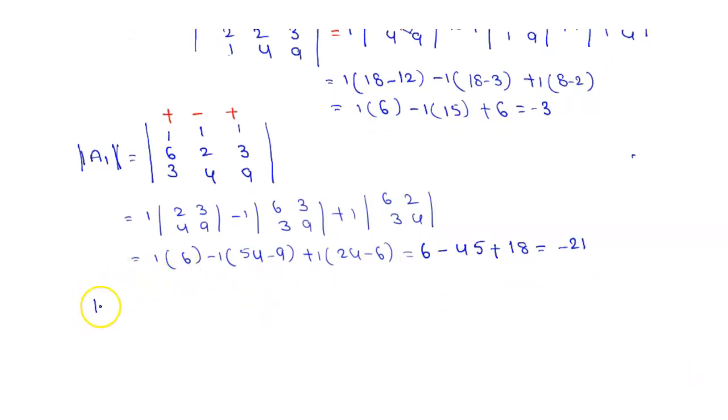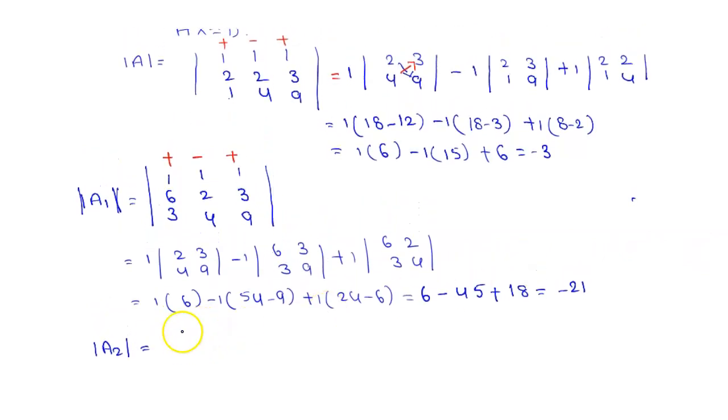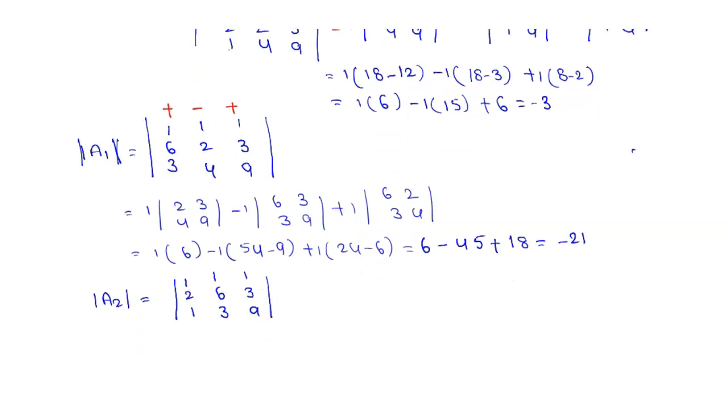Here I am taking det A2. Det A2 is equal to: the first column is as it is, 1, 2, 1. The second column is replaced with constants. The second column has been changed like this: 1, 6, 3, and the third column is as it is: 1, 3, 9. So here the condition is again the same, plus minus plus. Okay.